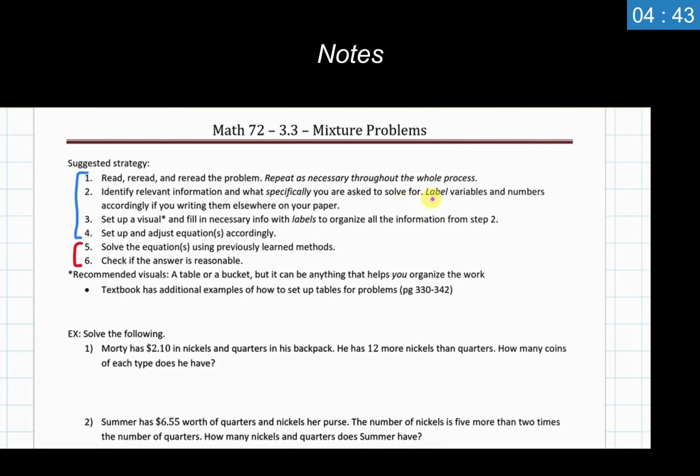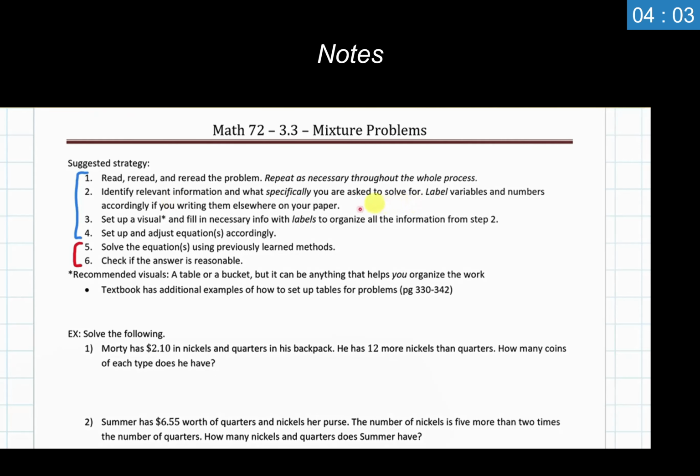I also think it's very important to label variables and numbers accordingly if you are writing them down somewhere on your paper. A big hint I have for you with this, and in this part in particular, look for units. The number 5, what does the number 5 represent in a problem? Is it a dollar amount? Is it gallons? Is it miles per hour? Is it walruses? What is the number 5? So we want to make sure that we are using and paying attention to units in these types of problems. I think those are very, very helpful in seeing what information is and isn't relevant to what we're solving for as well.